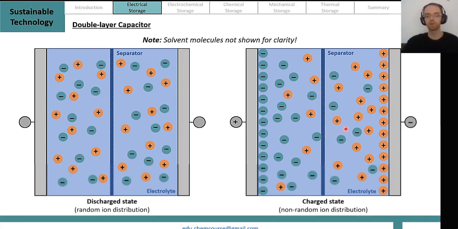And once you approach the other electrode, you will again find more and more positive charges on this side. And this charge separation is what allows you to store energy in this so-called double layer capacitor.